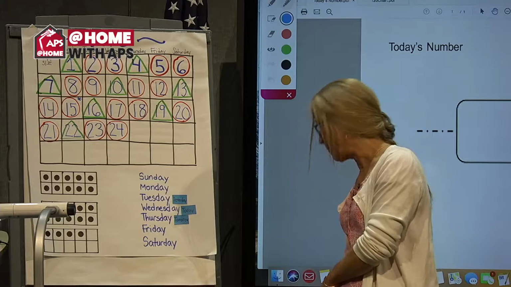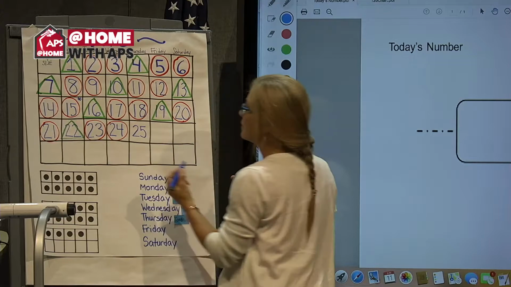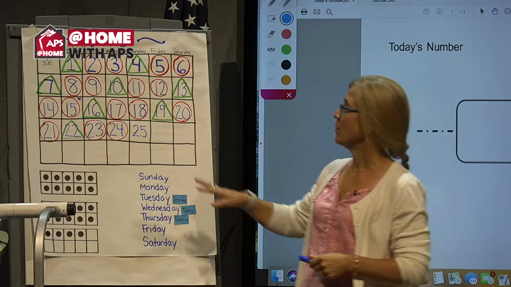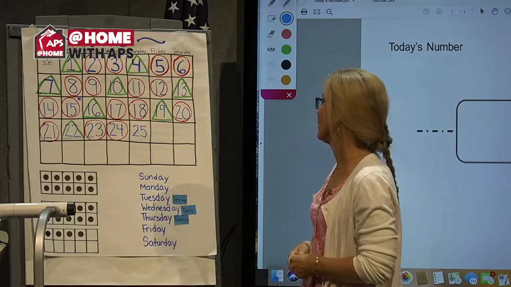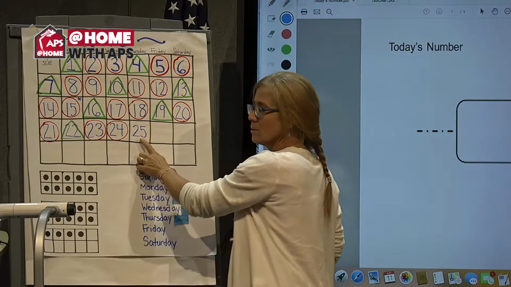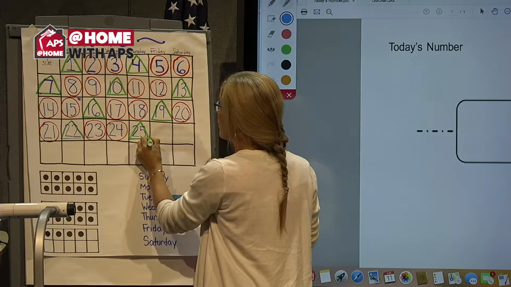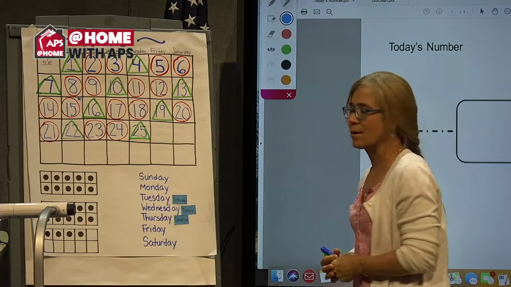How do I write 25? A 2 and a 5. Great. What is our pattern that we have going with our shapes on here? So what shape should I put around the 25 this morning? Well, we had a green triangle, red circle, red circle, green triangle, red circle, red circle. Did you say green triangle? That's what I thought too. All right, so today is the 25th, and it is a Thursday. We're getting closer to that weekend.